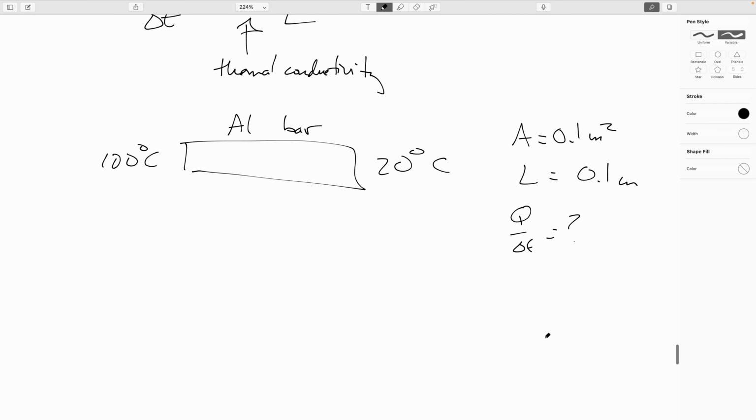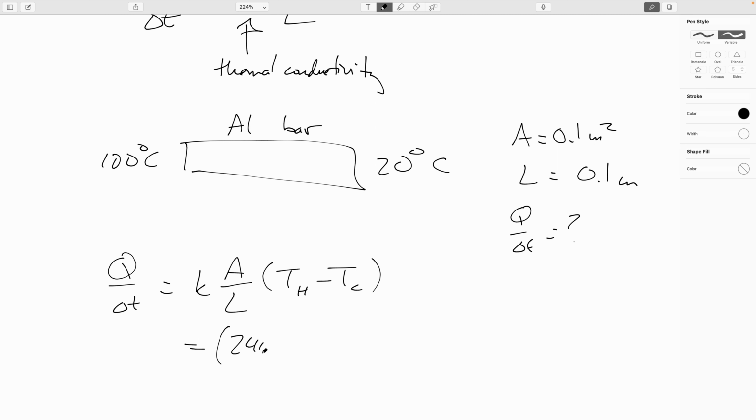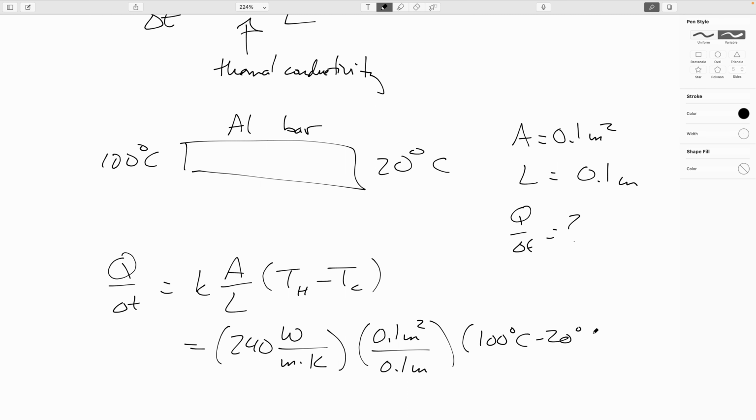Well, Q over delta T for this one will be K A over L, T hot minus T cold. So K for aluminum is 240 watts per meter Kelvin. So the cross-sectional area is 0.1 square meters. The length is 0.1 meters. I just did that to make the numbers as clean as I could. 100 degrees C minus 20 degrees C.